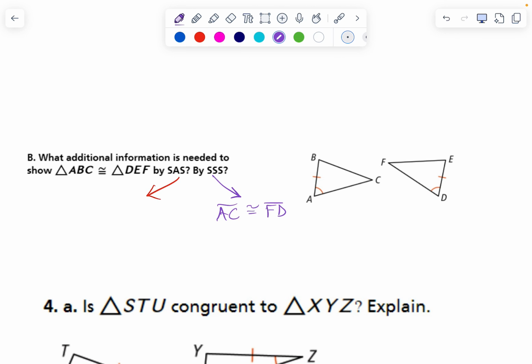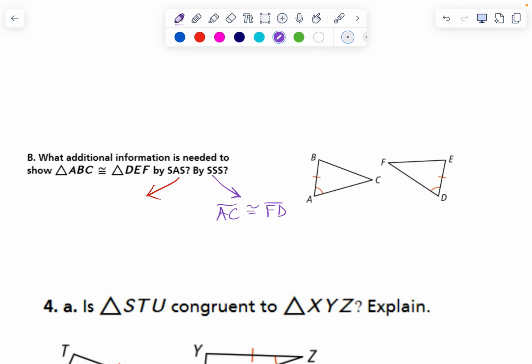FD. Okay, I don't know if I've mentioned this before, but we can use the name to know which sides go together because sometimes it's not obvious. So A and C were the first and last letters in the first triangle. So we have to compare that to the first and last letters in the other triangle. So FD or DF, either one.